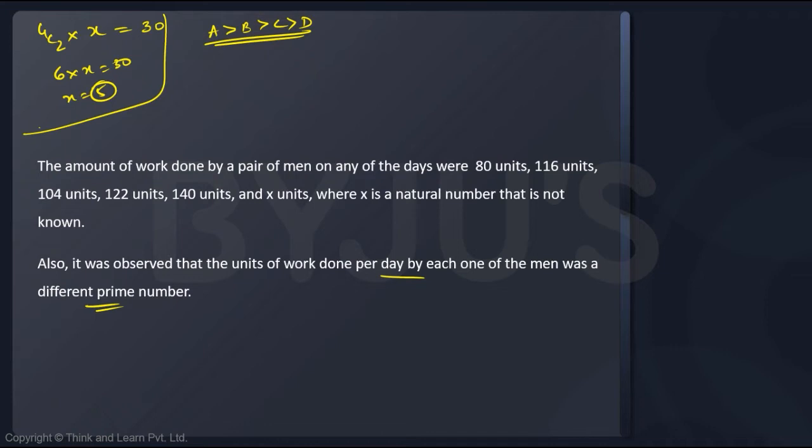So now let me write down the totals, the amount of work done, in descending order. So 140, then 122, then 116, 104, 80. Now the question is where to place X. So I will break this X into 3 possible ways. Case number 1: X is at the top. Case number 2: X is at the bottom. And case number 3: X is anywhere in between.